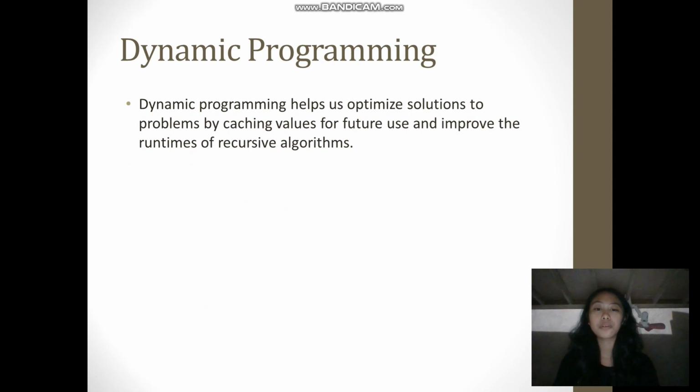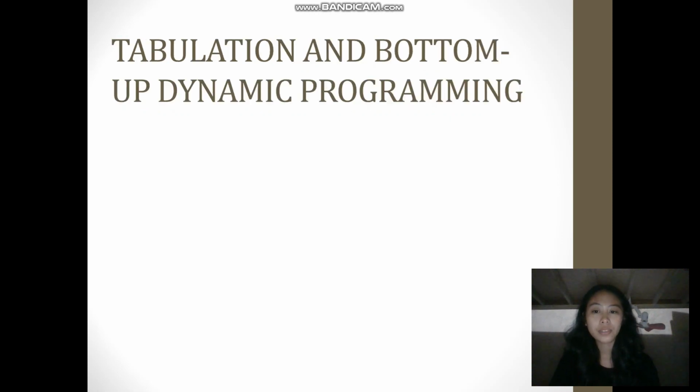So dynamic programming helps us to optimize solutions to problems by caching values for future use and improves the runtime of recursive algorithms. So dynamic programming is used to optimize solutions to problems by caching the values.